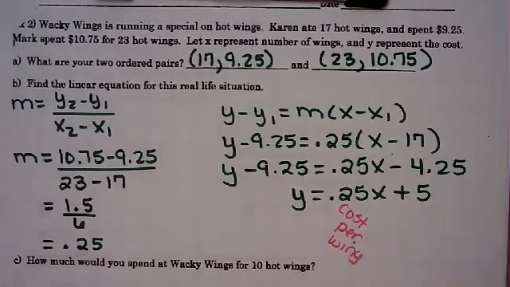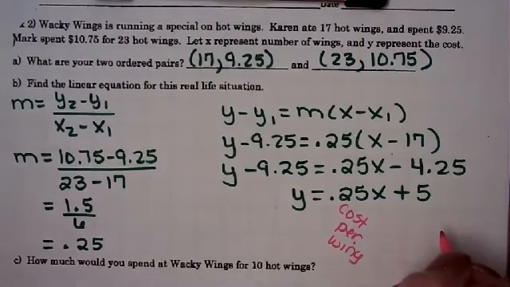Okay, that makes sense. Wings cost 25 cents. But what does the 5 mean? Well, I want you to think about this. A lot of times if you go to a restaurant and you eat, you get that drink and you can have as many refills as you want.